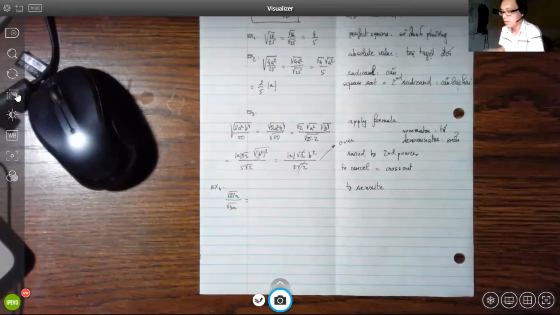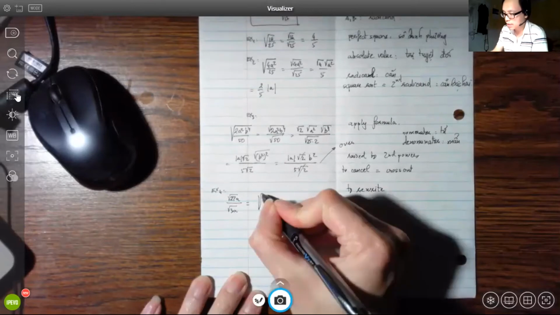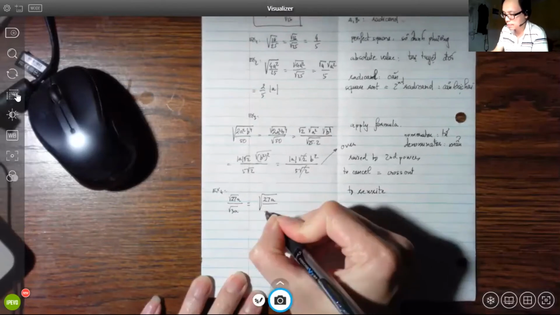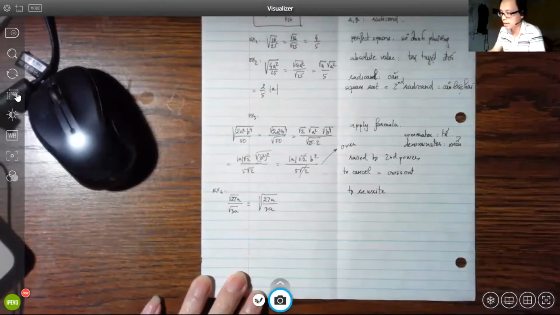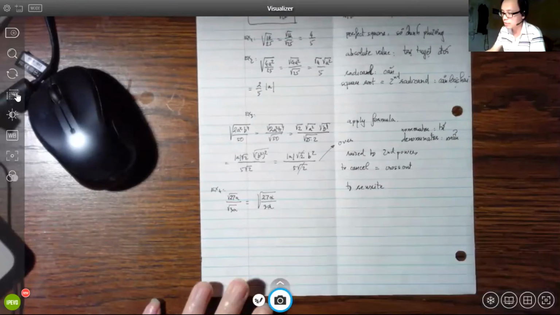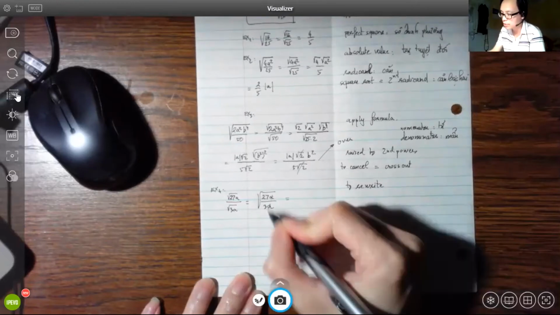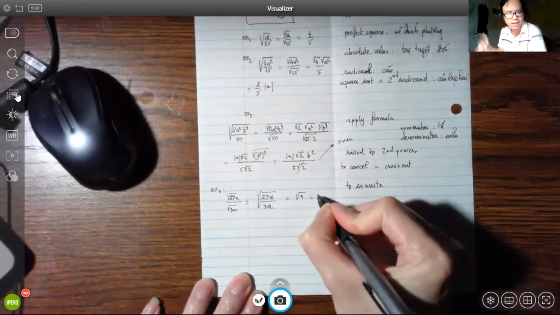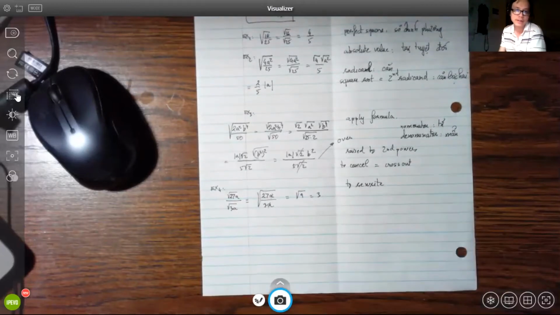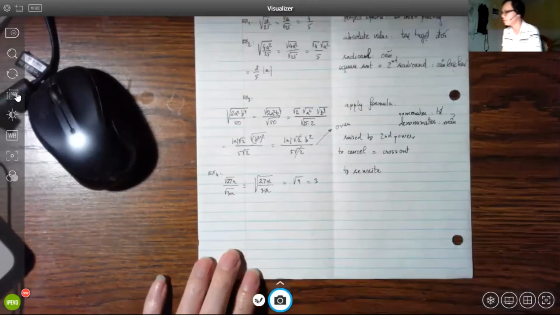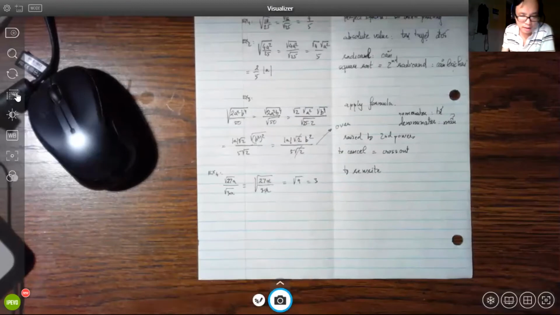Okay, so I can apply it. So I can write like this, right? And you see that A and E you can cross out, right? So I have square root of 27 over 3, give you square root of 9, and give you 3. And this is very easy. It's very simple, right?